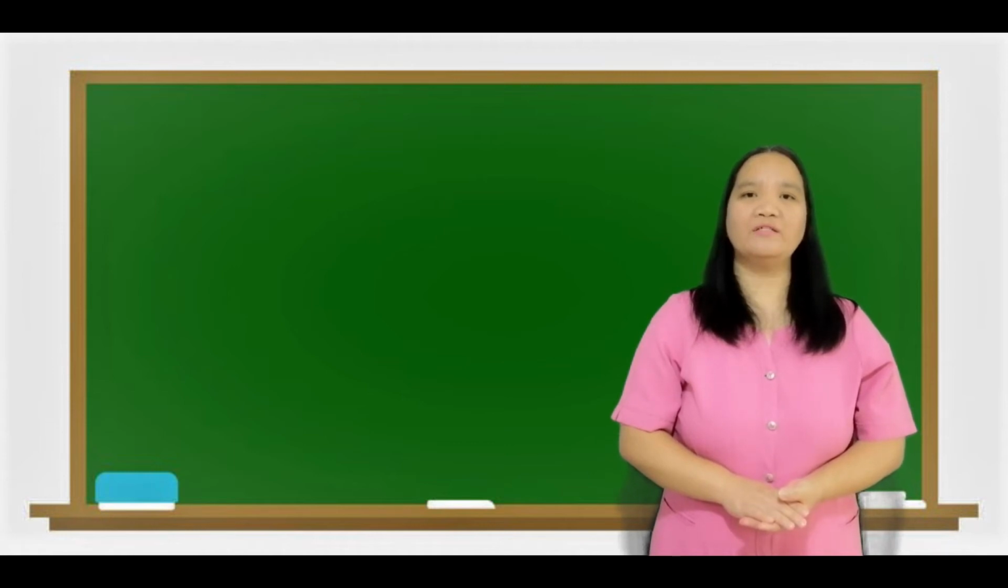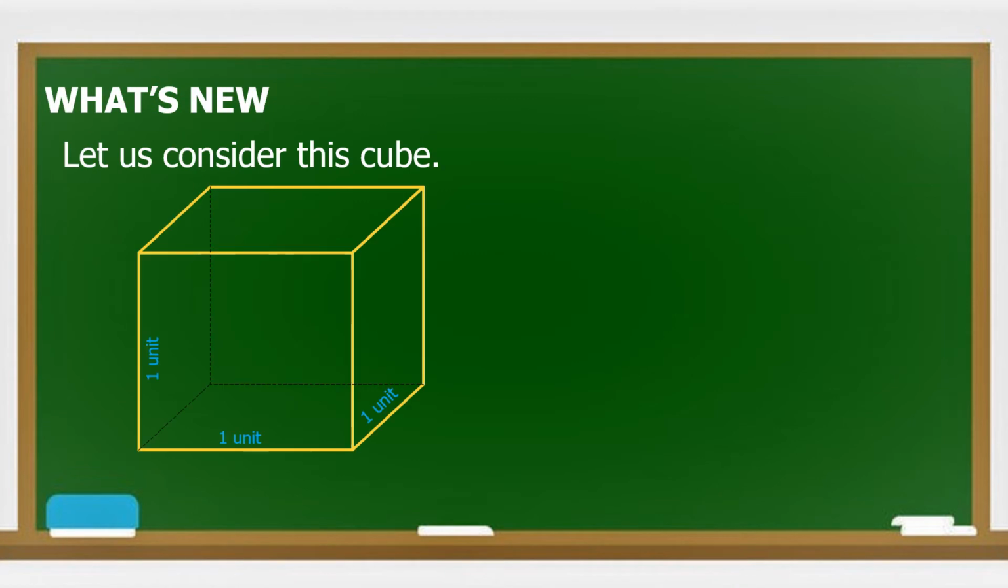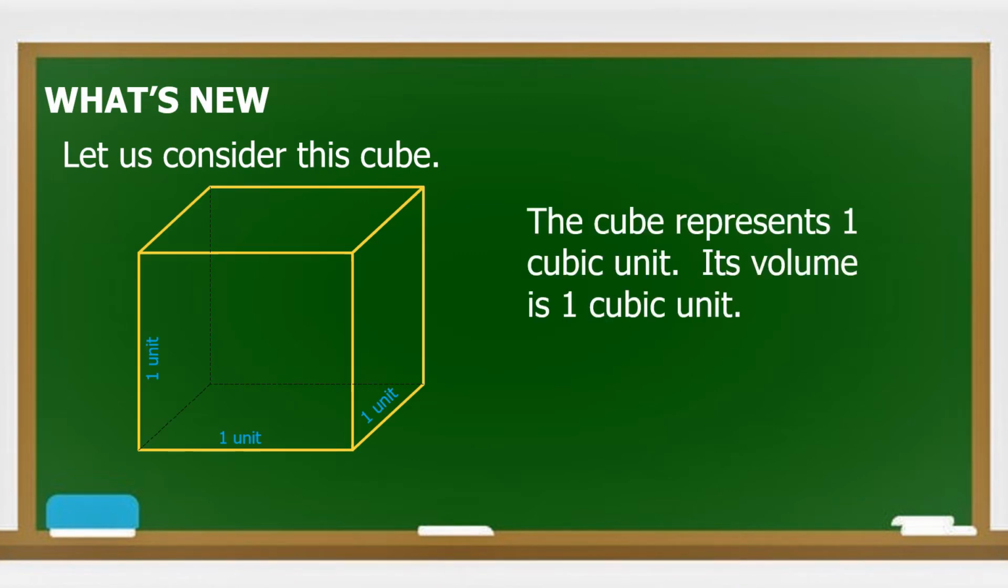The amount of space occupied by a solid figure is called the volume of the solid. The volume of a solid figure is the number of cubes that can fit inside the entire solid. To find the volume of a solid, we must have a unit of measure. Let us consider this cube. The cube represents 1 cubic unit. Its volume is 1 cubic unit. Since the length is 1 unit, height is 1 unit, and the width is 1 unit.